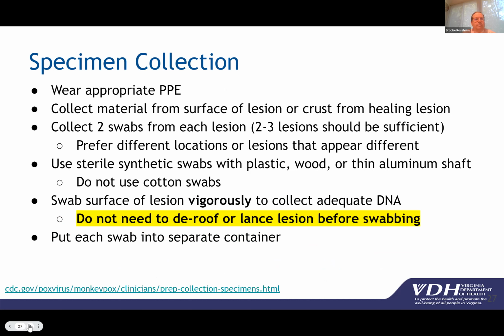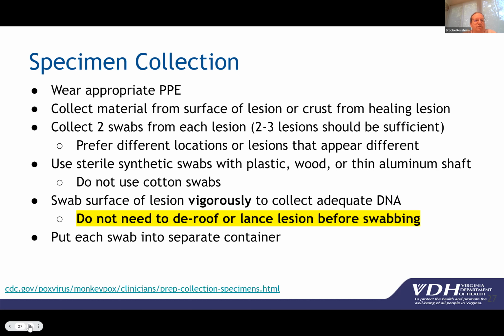Specimen collection, we've talked about this a little bit. You definitely want to wear appropriate PPE. We've talked about what that consists of. You want to collect material from the surface of the lesion or crust from a healing lesion. Typically, and again, this may vary a little bit by lab, so you want to see what each lab says. Typically, it would be 2 swabs per lesion, and 2 or 3 lesions might be swabbed. And that's usually sufficient as far as testing for monkeypox.